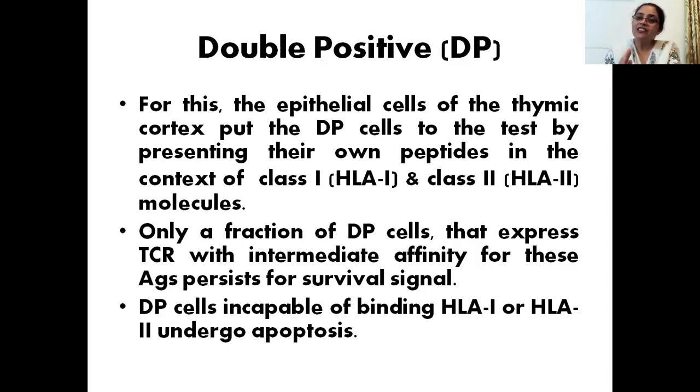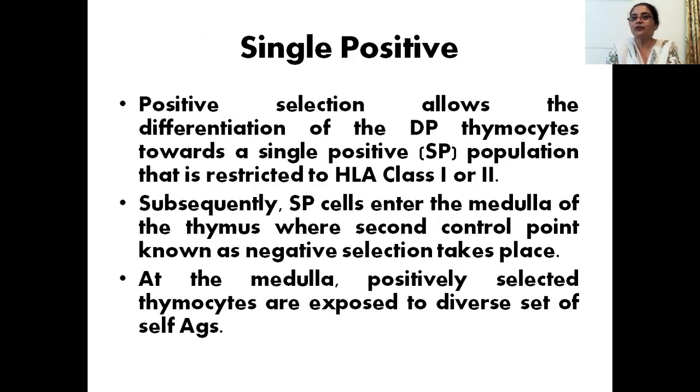That means at this first stage of the test, that is why double positive cells are the major population, because they will be tested and most of them will be removed. So DP cells, double positive cells, incapable of binding to HLA1 or HLA2 will undergo apoptosis. At the first test, they failed. Those who failed will undergo apoptosis. Then the second test will be single positive.